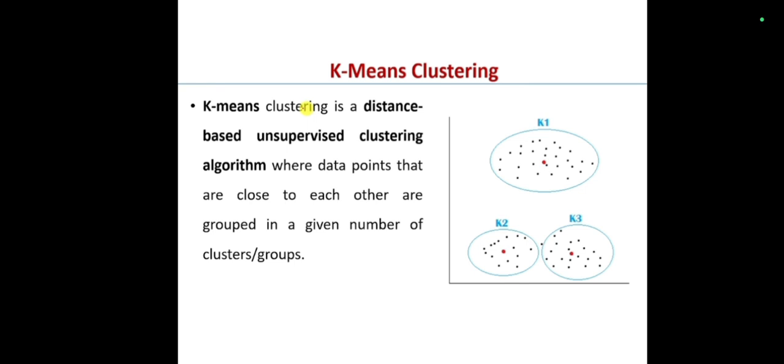In the name k-means clustering, the k is used for the number of clusters, and according to that the clusters are formed. For example, if the k value is 3, then it will form 3 clusters and so on.